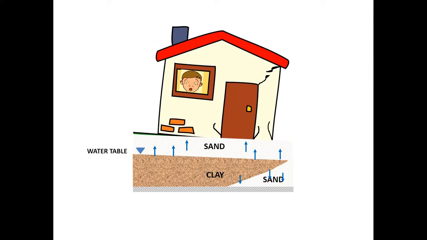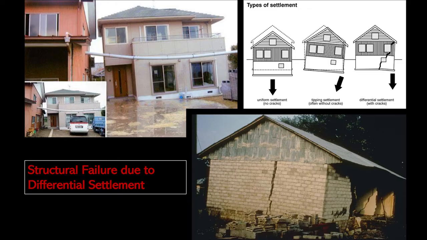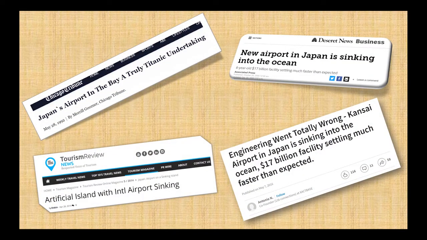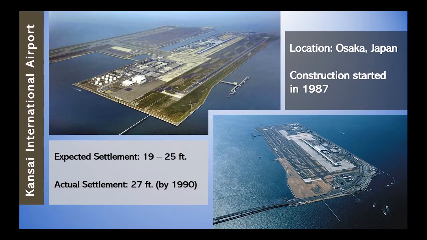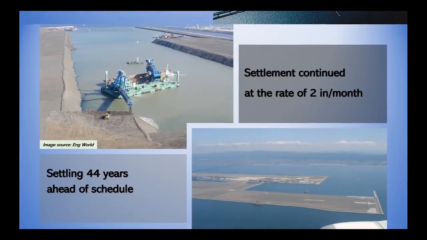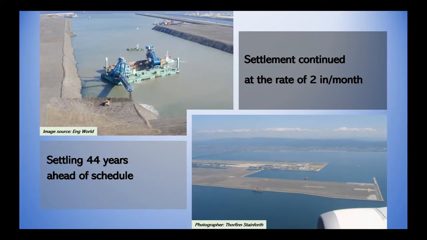The wrong estimation or even negligence of consolidation can lead to severe structure failures. For instance, the Kansai International Airport is a famous case where the expected settlement was 19 to 25 feet, but the actual settlement went on to become 27 feet by the end of island construction, and it continued at the rate of 2 inches per month.